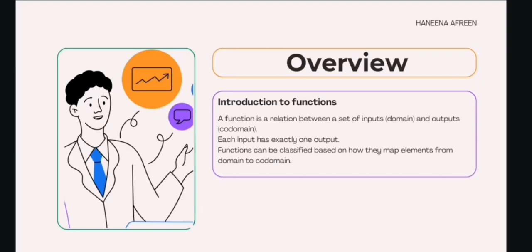Before diving into injective, surjective, and bijective functions, let's quickly recall what a function is. A function is a rule that assigns each element from a set called the domain to exactly one element in another set called the codomain. Depending on how this mapping happens, we classify functions into different types. Let's explore them one by one.